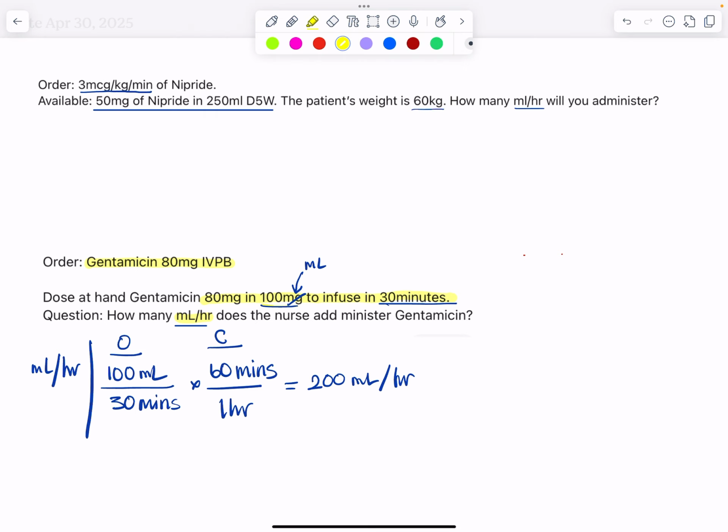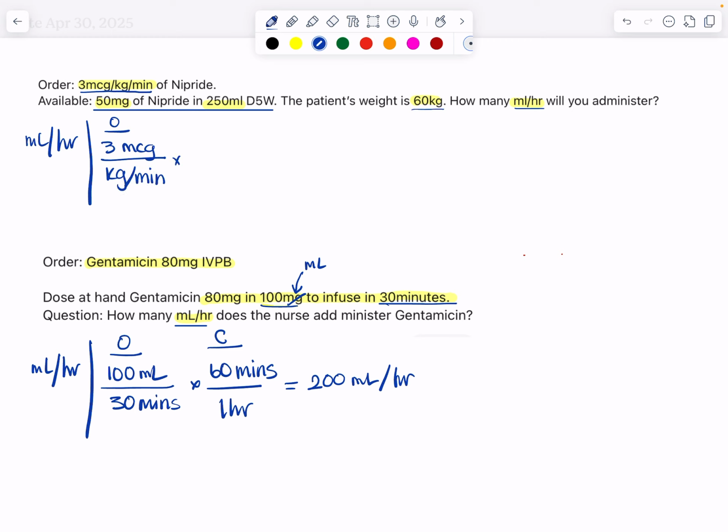So the information that we need is the order for the 3 micrograms per kilogram per minute, and we need to know that there's 50 milligrams in 250 mLs. We don't need to know that it's D5W for this question. We need to know the patient's weight, and we need to know how many mLs per hour we're administering. So we're going to put mLs per hour over here so we don't forget what we're trying to get to. And we're going to enter the order, 3 micrograms per kg per minute.